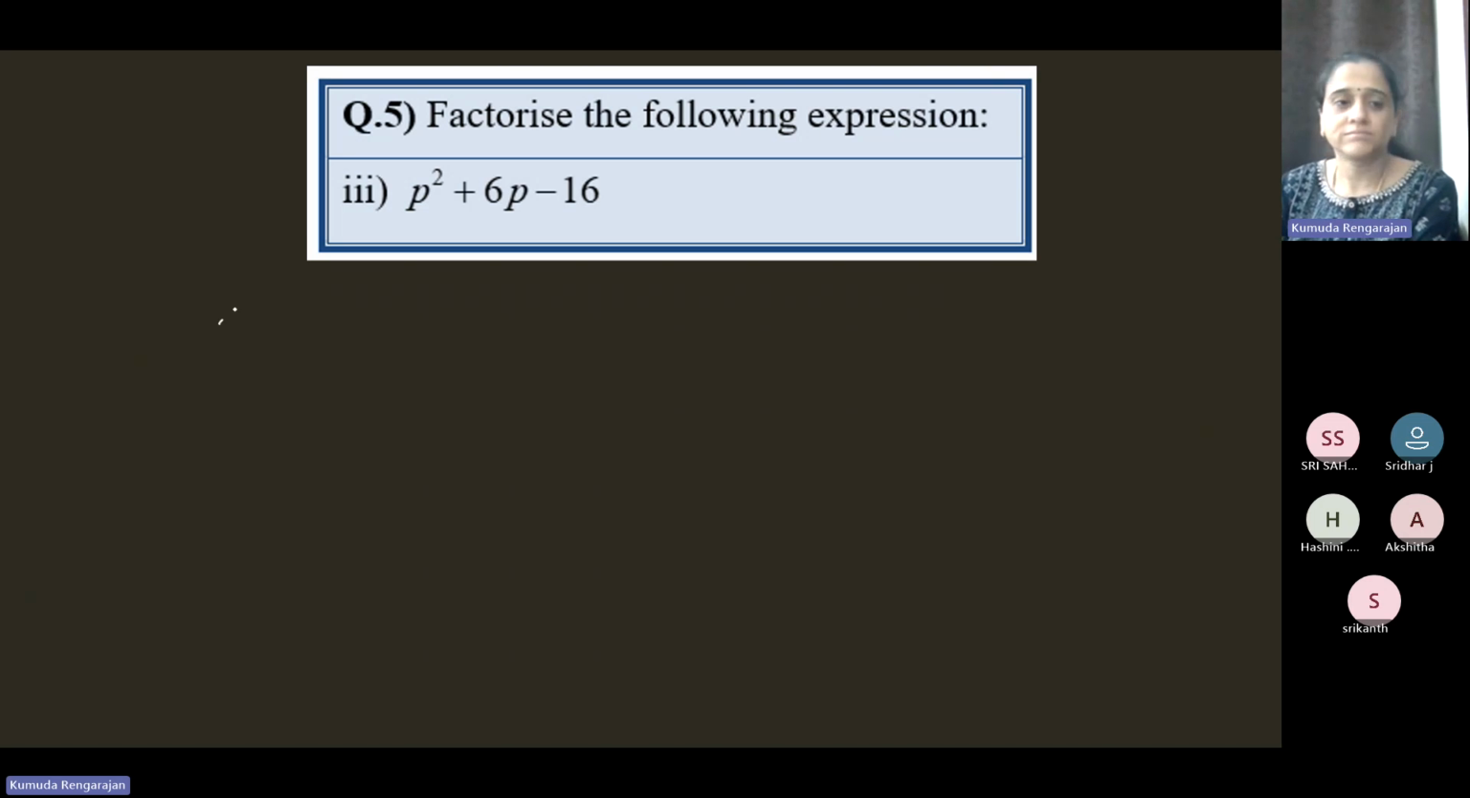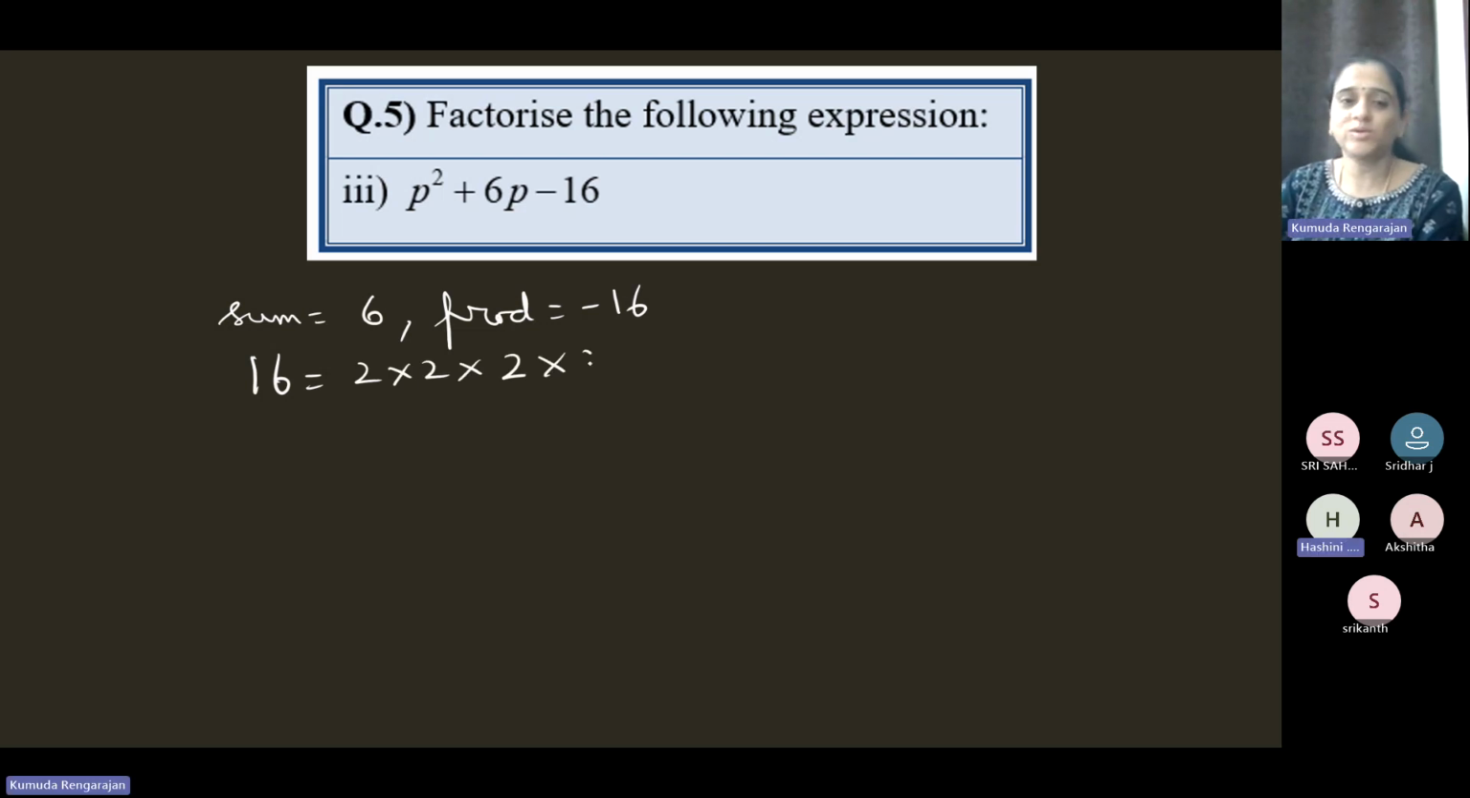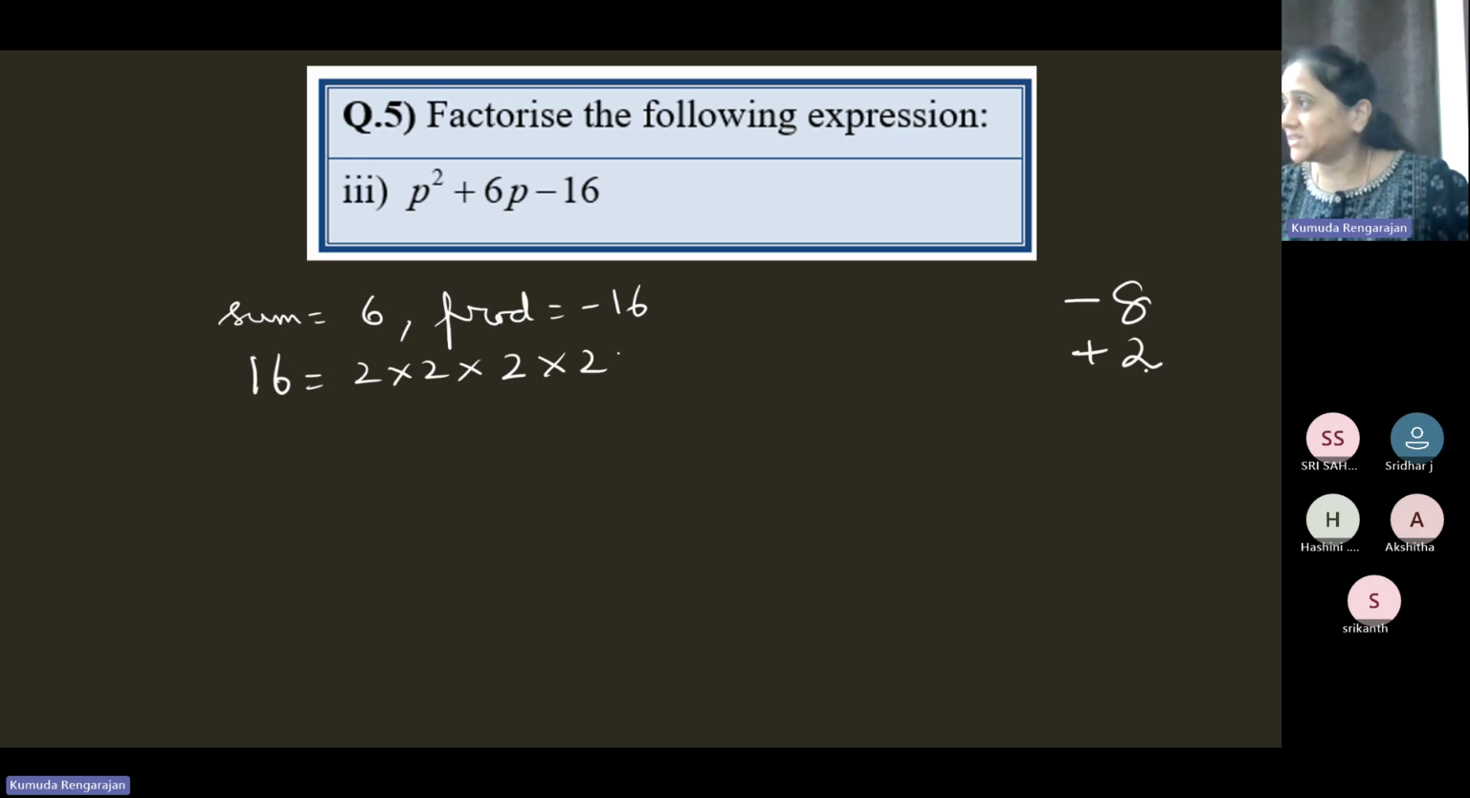What's the sum? Sum is equal to 6. Product? Minus 16. So 16 can be written as 2 into 2 into 2 into 2. So what are the two numbers? 8 and minus 2. Hasini? Yes, ma'am. Correct. 8 and minus 2, not minus 8 and 2, because minus 8 and 2 will give you minus 6. Minus 8 and plus 2 will give you product minus 16.